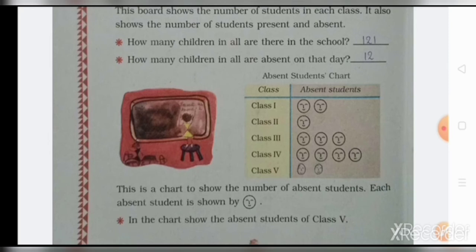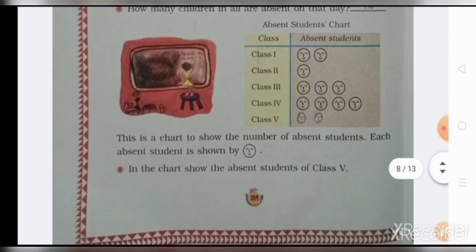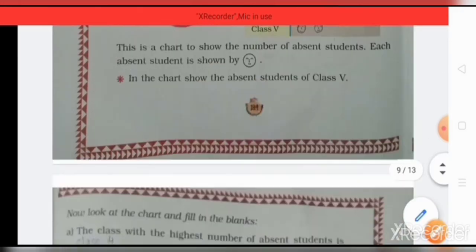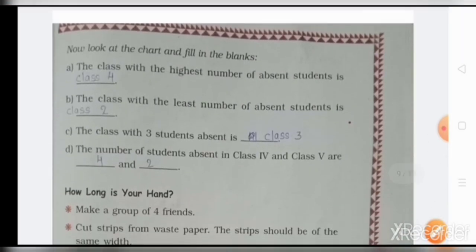Absent students. Class 1, absent students 2. And class 2 there is 1 absentee. And class 3 there are 3 students. And class 4 there are 4 students. And class 5 there are 2 students. This is a chart to show the number of absent students. Each absent student is shown by this picture. In the chart we show the absent students of class 5. There are 2 students. Now look at the chart and fill in the table.